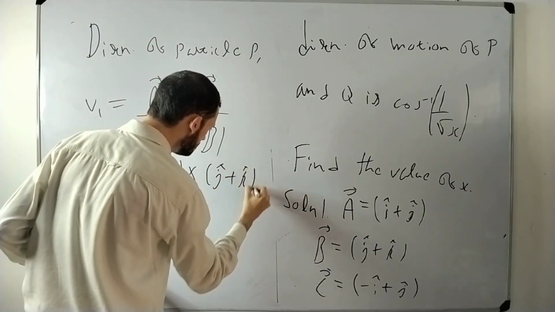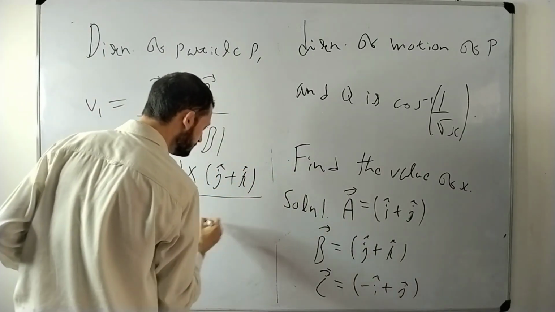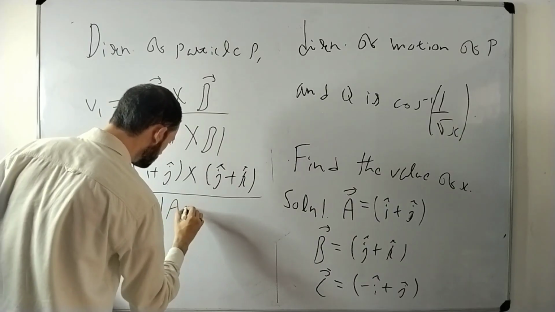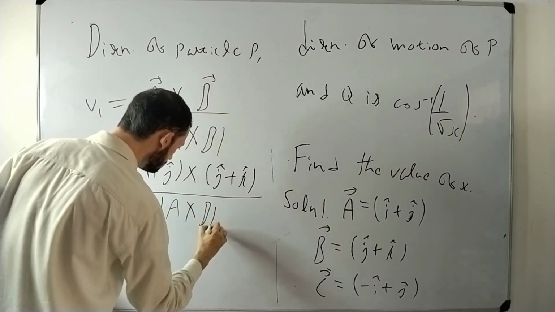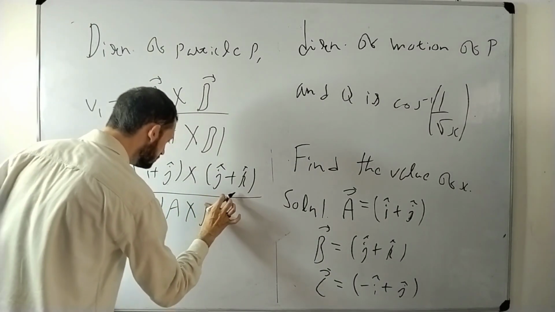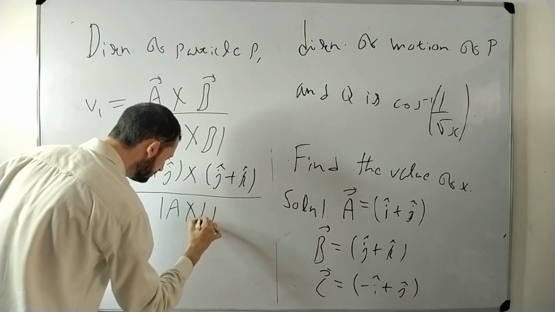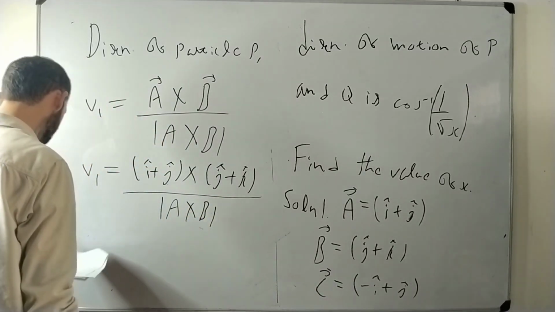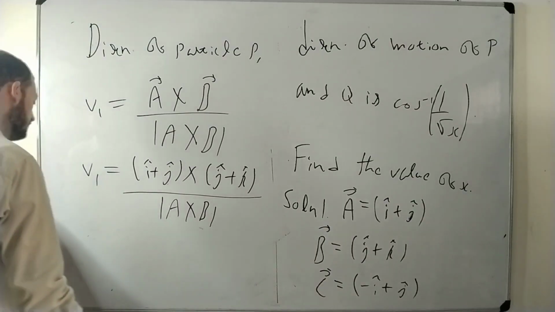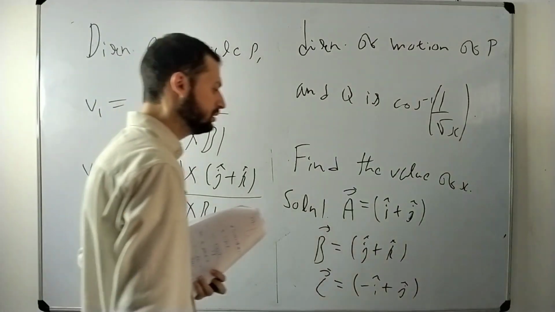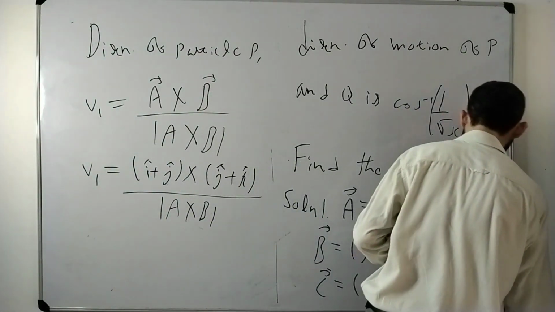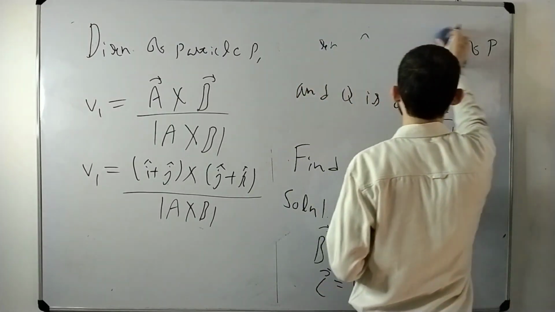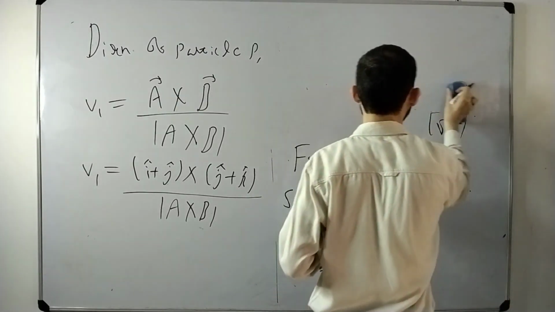J plus K, and this is modulus A, B. This is actually the, now cross multiply this thing, cross product, this comes out to be, yes.